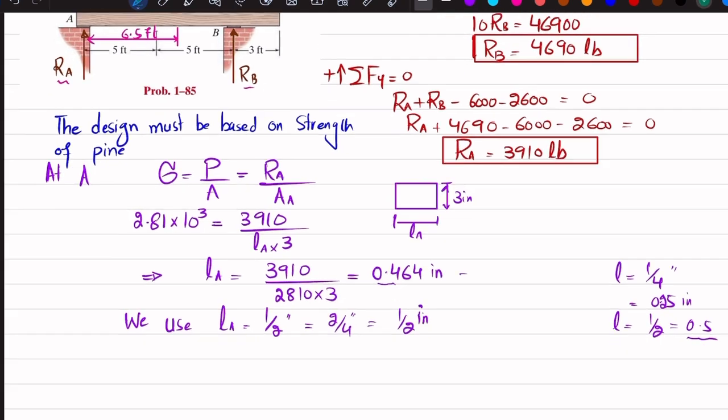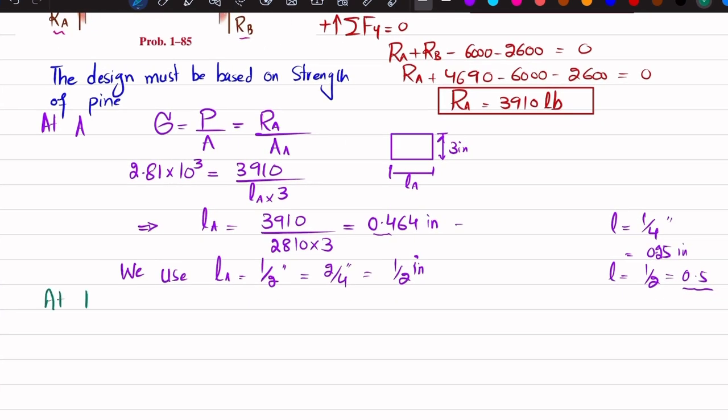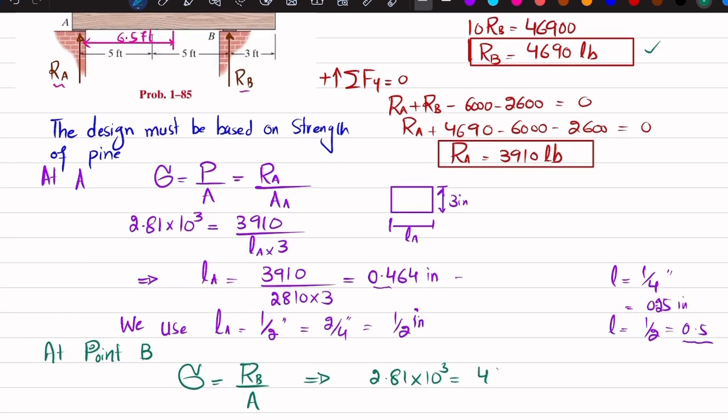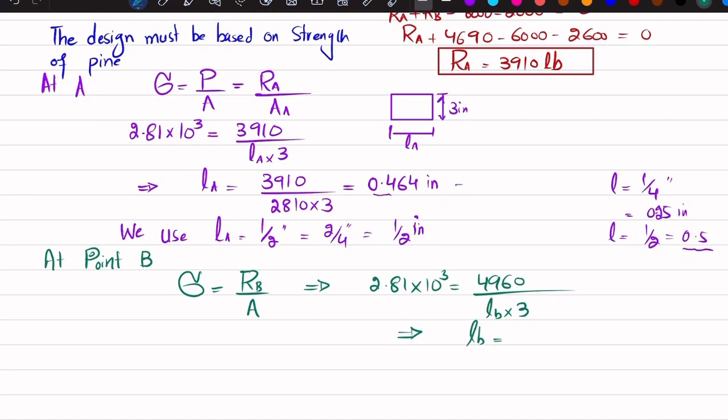Now what we will do is that at point B, our base plate B, we know that stress is equal to RB divided by area. So from here the strength is 2.81 into 10 to the power 3 ksi. RB is calculated as 4690 divided by area of base plate for B, which will be LB into 3 inch. So again this length LB will be equal to 4690 divided by 2810 multiplied by 3. And when you calculate it, it will be equal to 0.556 inch. So LB is equal to 0.556 inch.